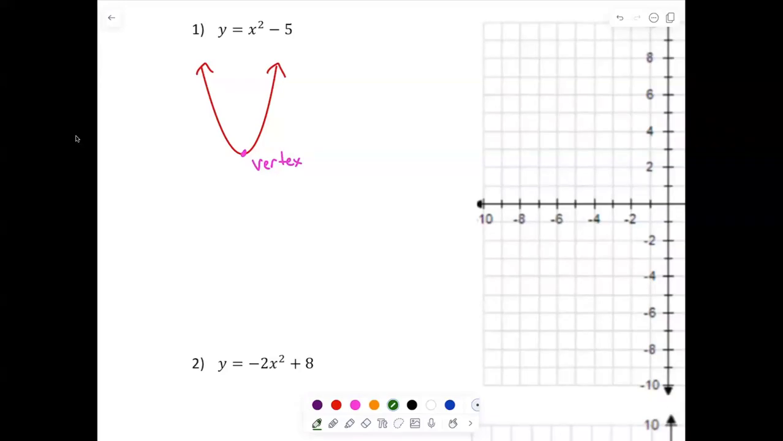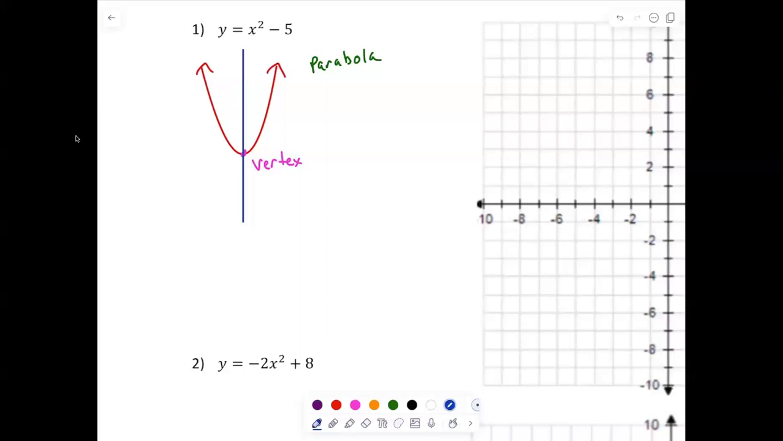All right, so our quadratic, or sometimes known as a parabola, is in the shape of a U. The lowest point or the highest point is called the vertex. Then there's this thing called the axis of symmetry. The axis of symmetry always goes through the vertex. Now, why do you suppose that's called an axis of symmetry?